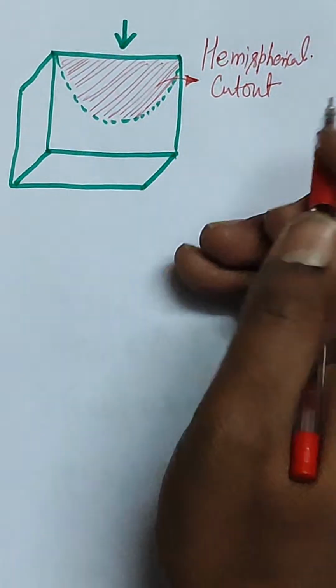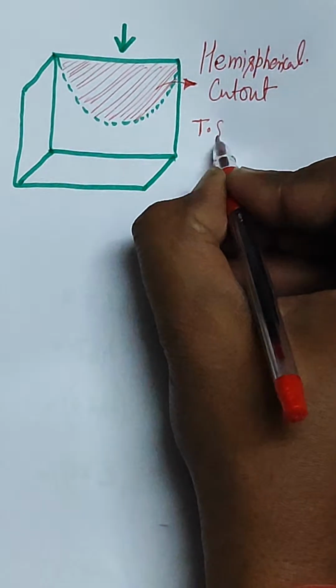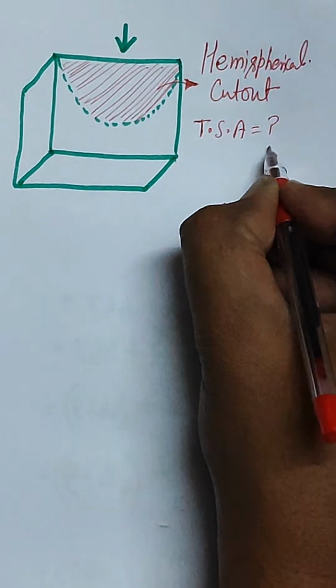So what is the total surface area? What is the total surface area of this entire shape? This has been asked.